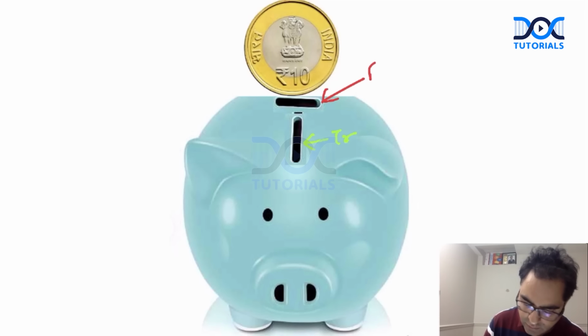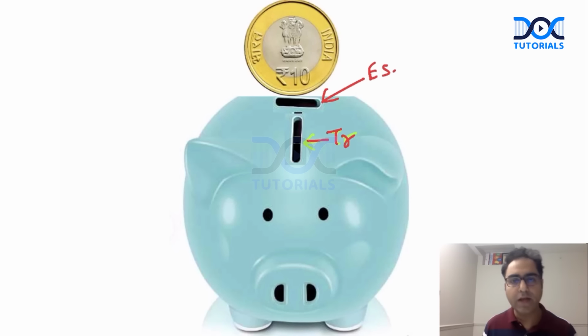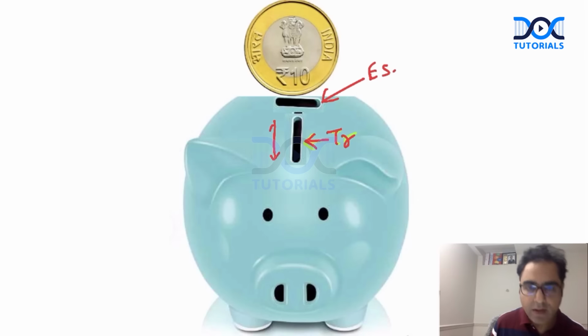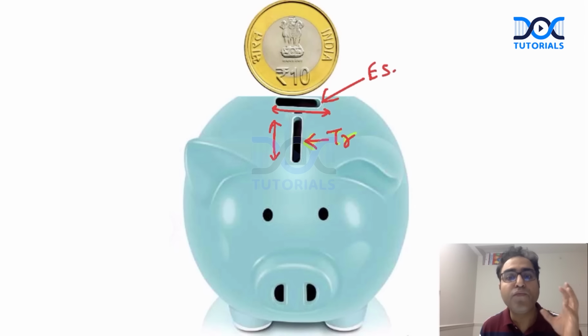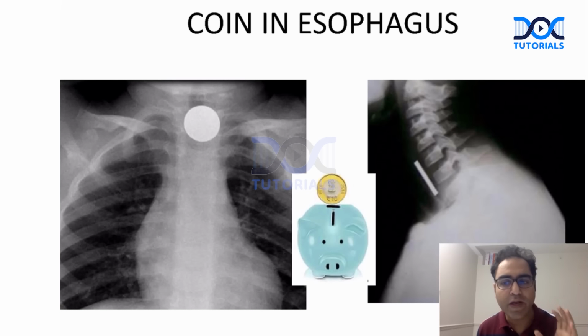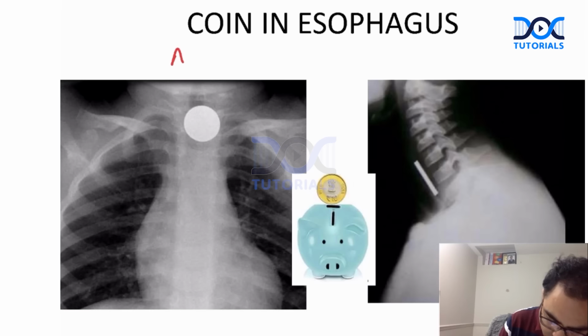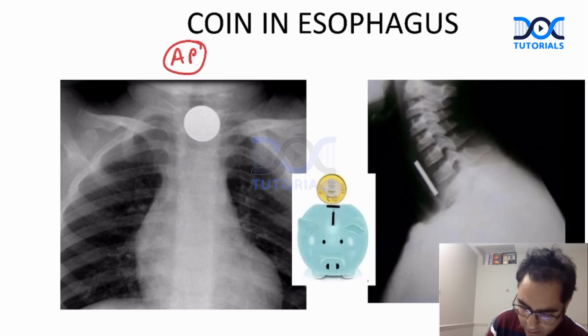Why? This is the trachea, because the longest diameter of the trachea is in the anterior posterior plane, and the longest diameter of the esophagus is from side to side. Now, can you imagine, if the coin is going through the esophagus, then on the front X-ray you'll be able to see the full shadow of the coin. If the coin is in the esophagus, the coin would be fully visible on the front X-ray. This is the anterior-posterior view of the X-ray, and this is of course the lateral view.